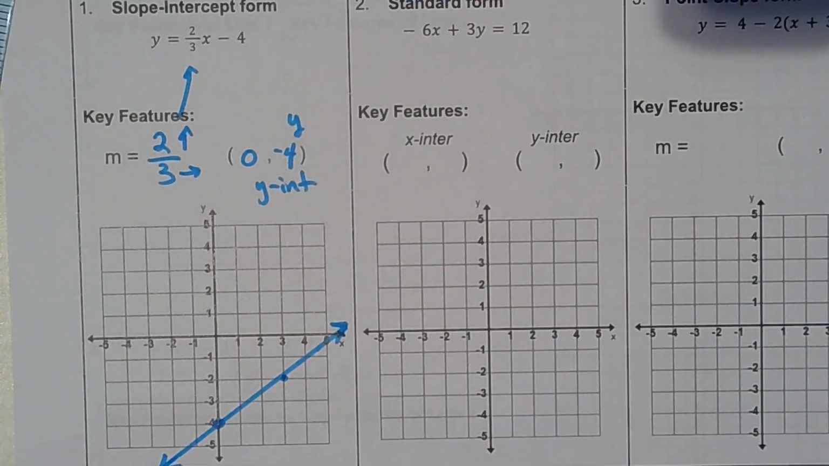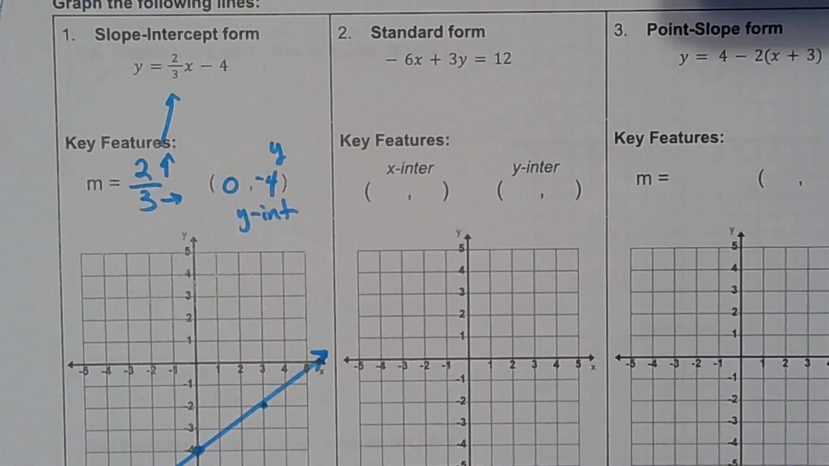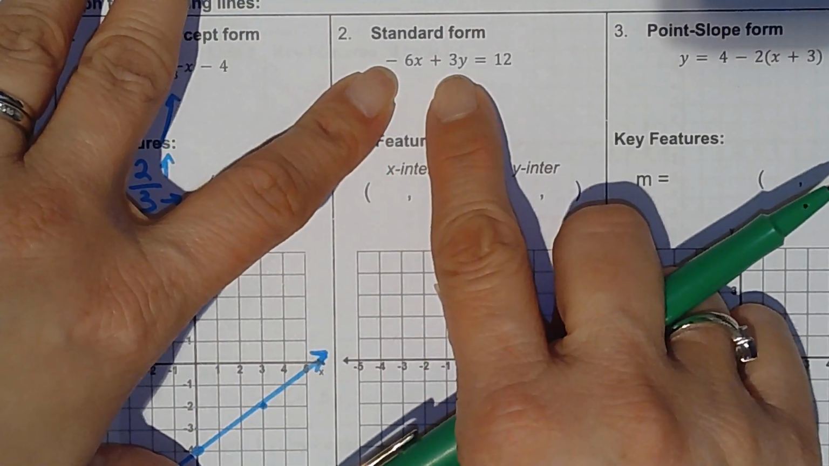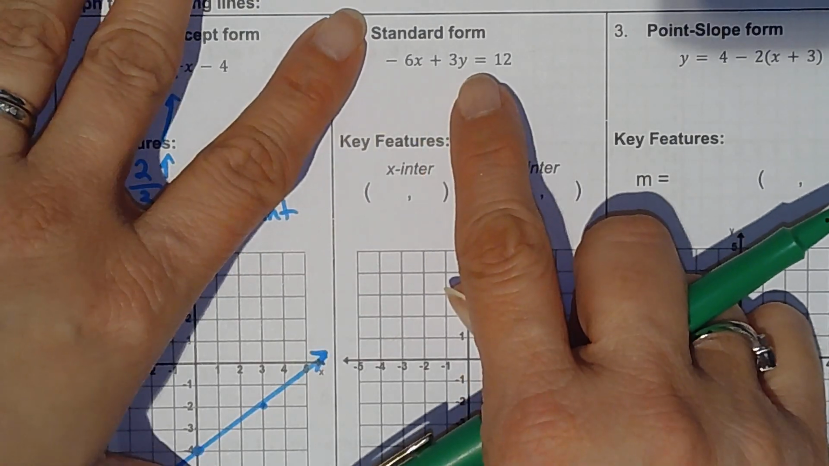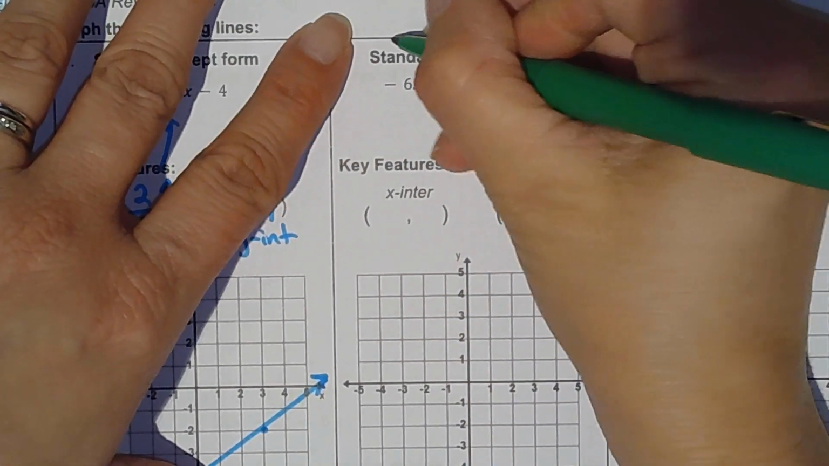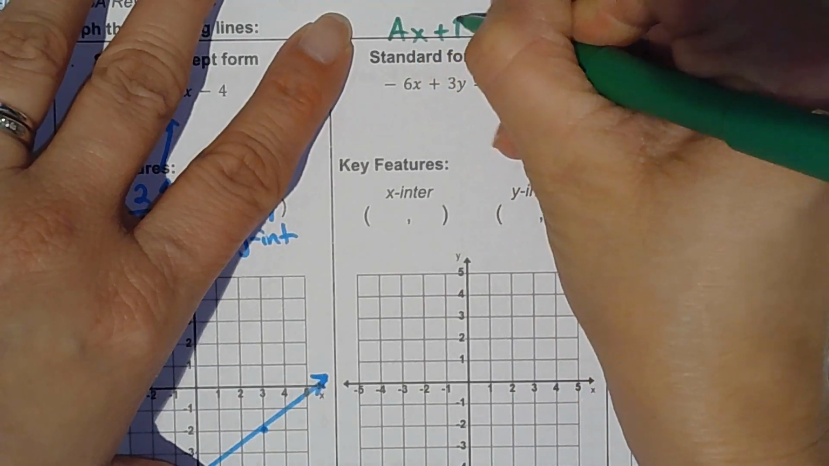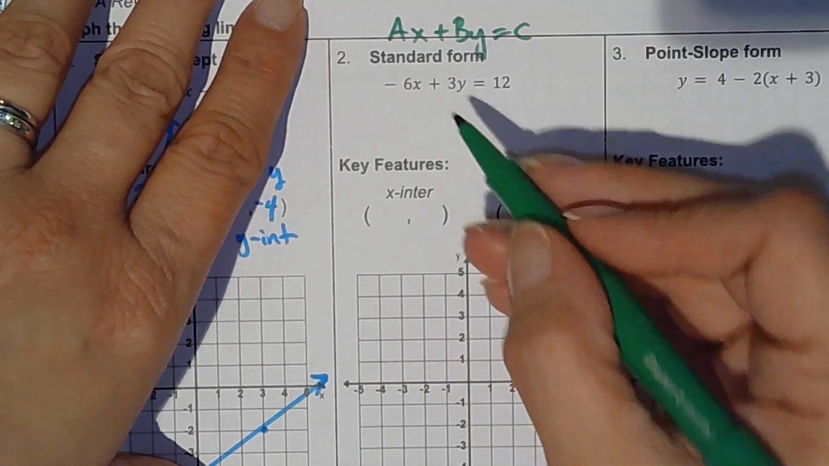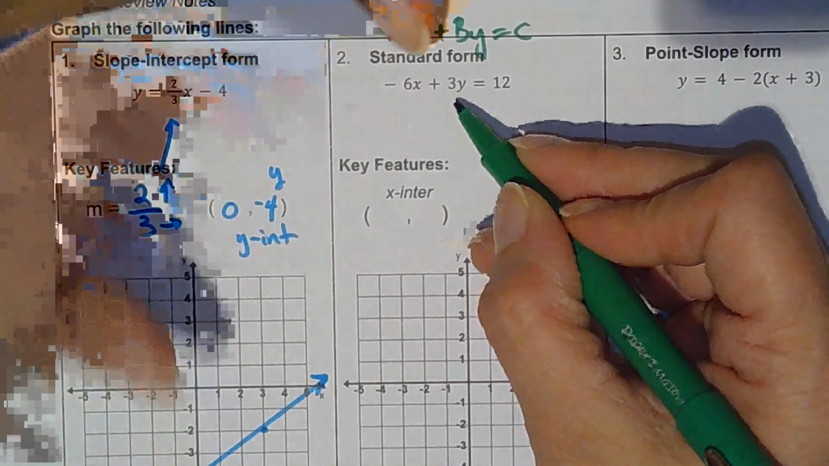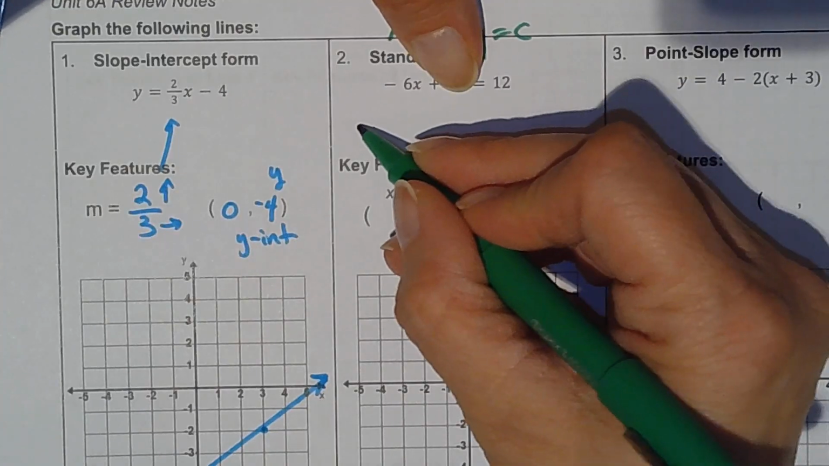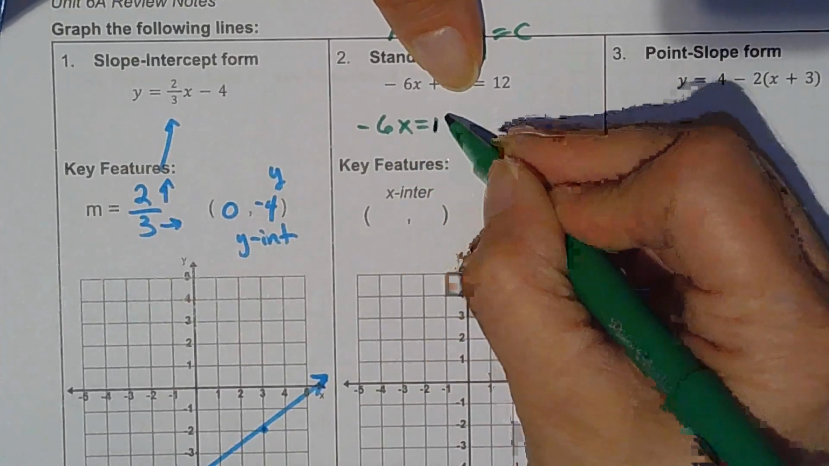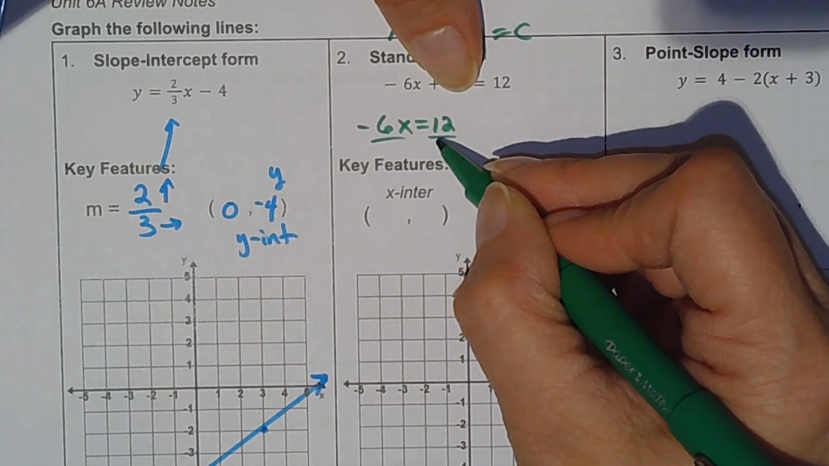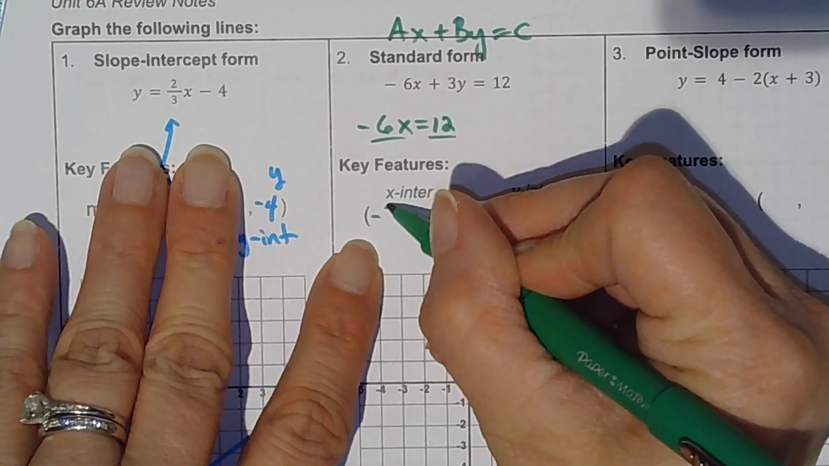because it's just a math problem. The second type is standard form. Standard form means you have your x's and your y's on the left side, equal sign, and then your numbers. So ax plus by equals c. To find the x-intercept, you let y be 0. 3 times 0 is nothing. Negative 6x equals 12. Divide both sides by negative 6, and x is negative 2.